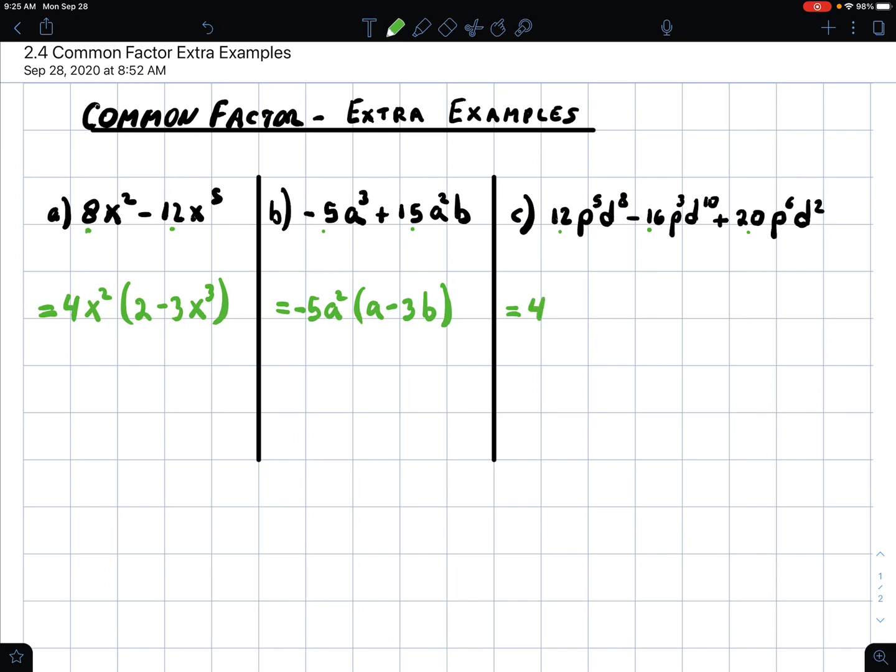P to the power of 5, p to the power of 3, p to the power of 6, so the lowest number is 3, so we can take at least 3 from all of them. D to the power of 8, d to the power of 10, d to the power of 2. I can take 2 at most from all of them.